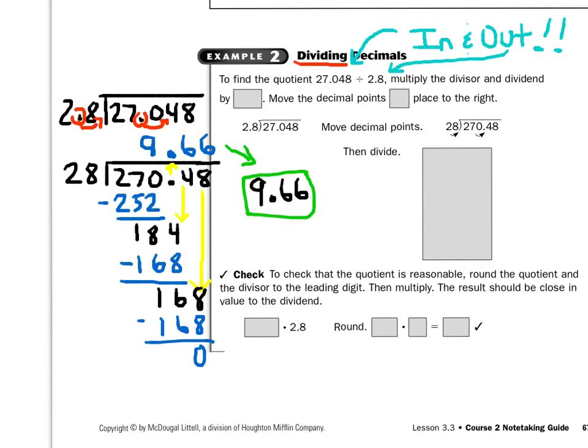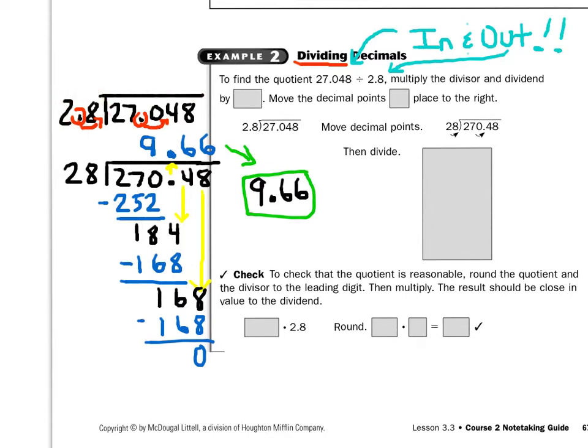Now, a really cool trick, look at example 2 with dividing decimals. Always think about in and out, like In-N-Out burgers. If you've ever eaten those, this helps you remember how to set it up. The first number always goes on the inside, the second number always goes on the outside. So notice in the margin, notice how I wrote that. I put the division house, and I put the 27.048 on the inside, and I put the 2.8 on the outside.